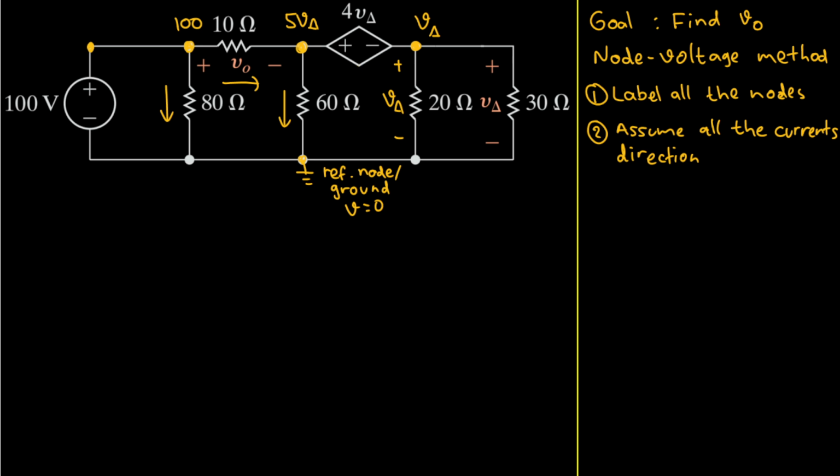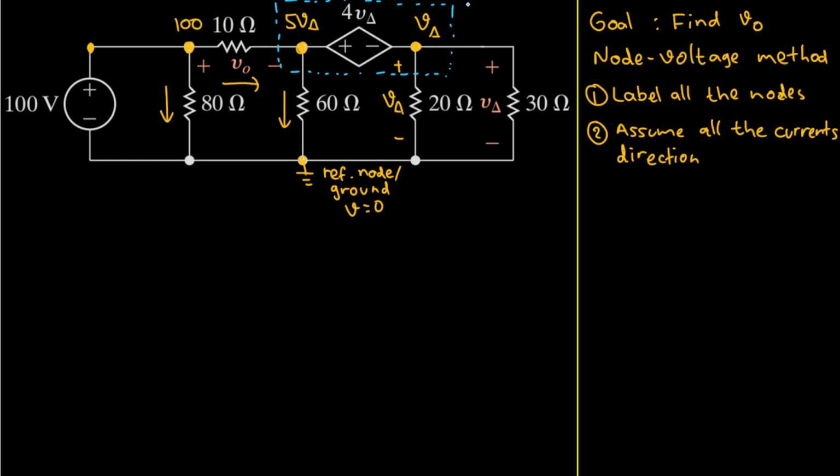We assume that this is a very large node. So let's use this as our supernode, right? So we will have this 5 V delta and V delta as a single very big node. So we will have this as our supernode. Okay. And then we assume that this is going down and this one also going down.